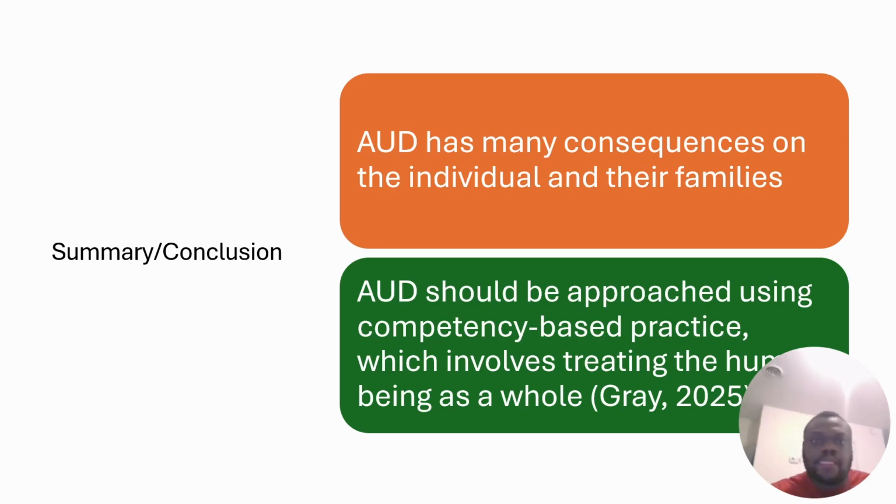In conclusion, I'll say AUD has many consequences on the individual and their families. Earlier, I spoke about some of the financial and health consequences, but it also has effects on your family. It could be due to genetics, but it could also be due to neglect or abuse that occurs as a result of, or in conjunction with, using alcohol. It could also take a mental toll on your family and not just the person using the substances.